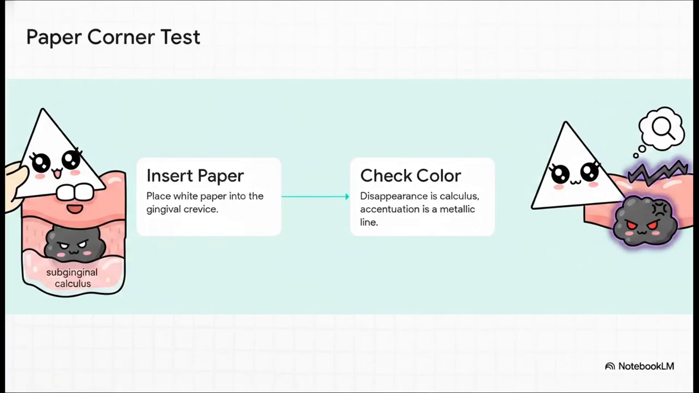Let's add another tool to your diagnostic toolkit. If you see a dark line along the gingival margin, you need to bust out the paper corner test. It's super simple. You insert the corner of a small piece of white paper right into the gingival crevice. If the dark color disappears from view, you're likely just looking at dark subgingival calculus shining through the tissue. But if that gray-black color is accentuated against the white paper, you are looking at a true metallic line. That is an insoluble precipitate of metal sulfide caused by heavy metal toxicosis.